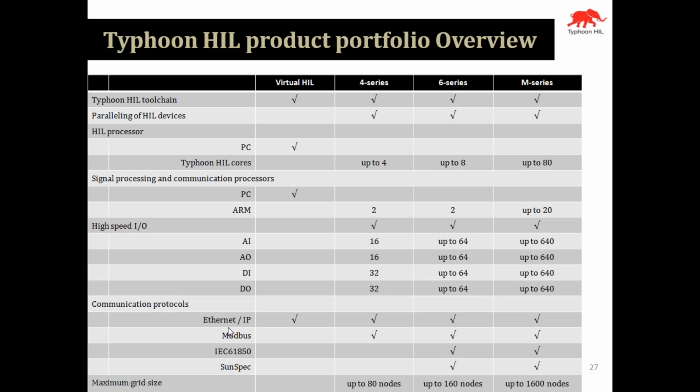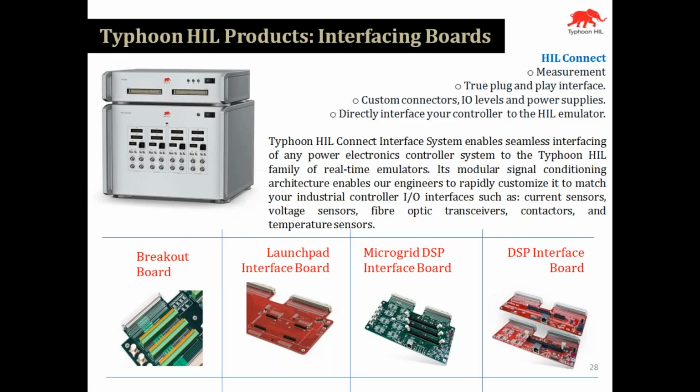Then communication protocol, that is Ethernet IP, Modbus or IEC 61850, that is for virtual HIL. For 4 series we can use Ethernet IP and Modbus, and for 6 series we can use all these communication protocols, and for M series also. Then for maximum grid size, for 4 series you can use up to 60 nodes, for 6 series up to a maximum of 160 nodes, and for M series up to 1600 nodes.